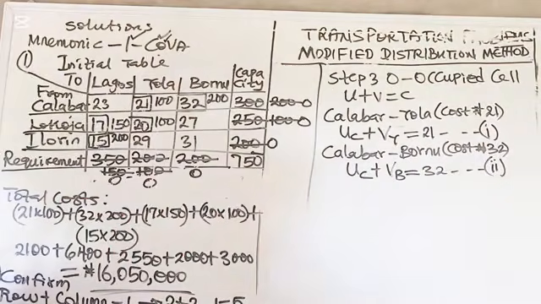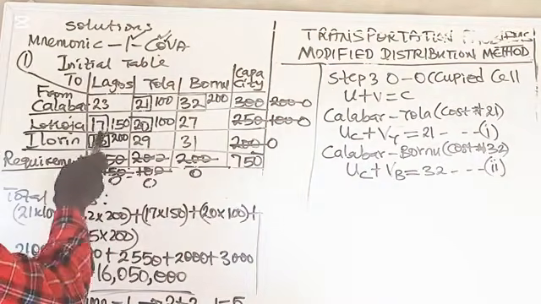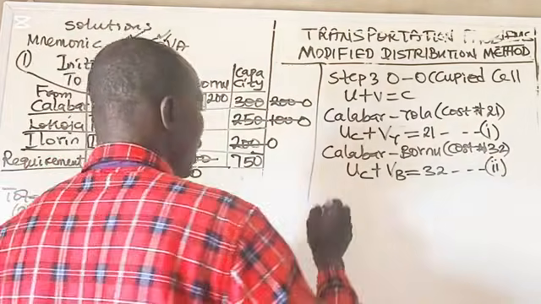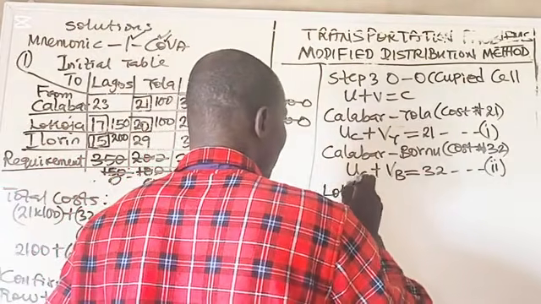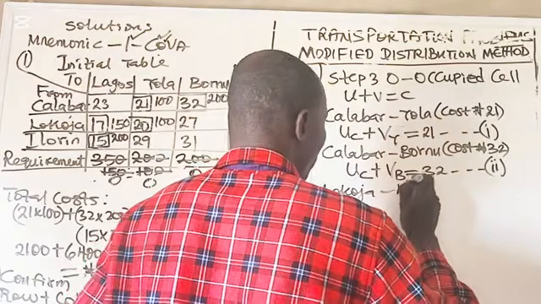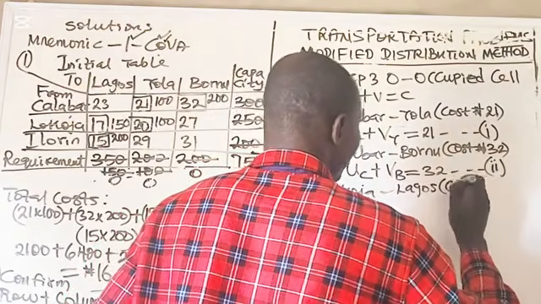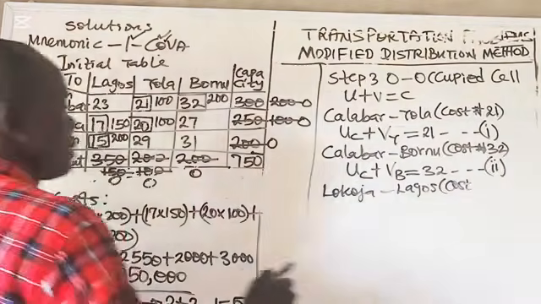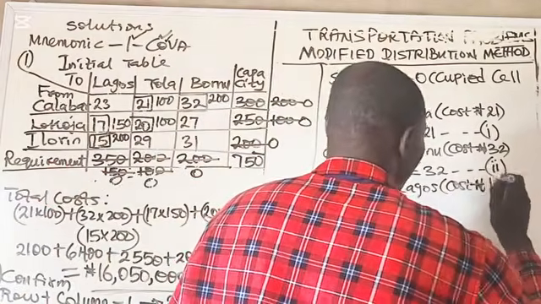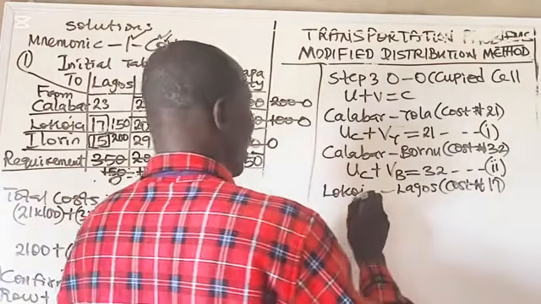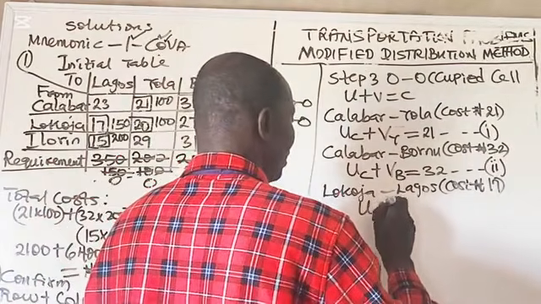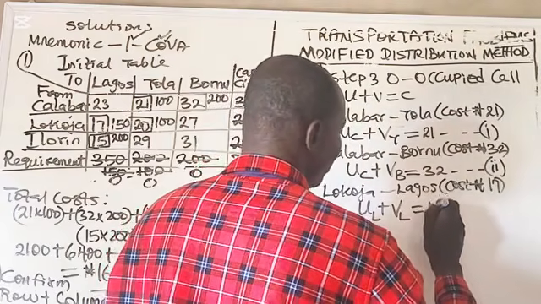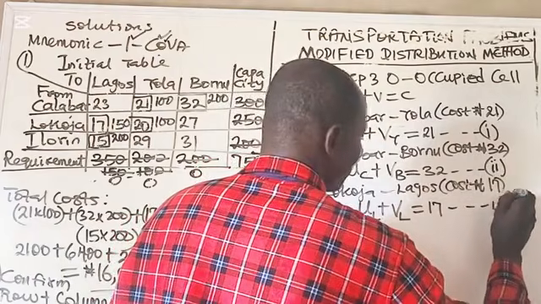Then the next occupied cell is Lokoja to Lagos. The cost is 17. So that means we have U Lokoja plus V Lagos equals 17. Equation 3.